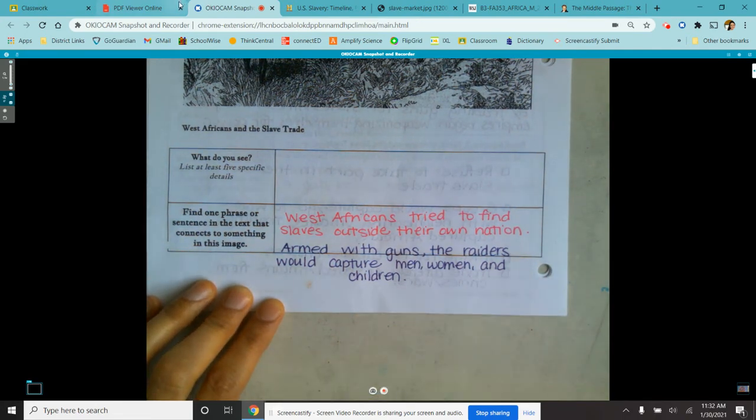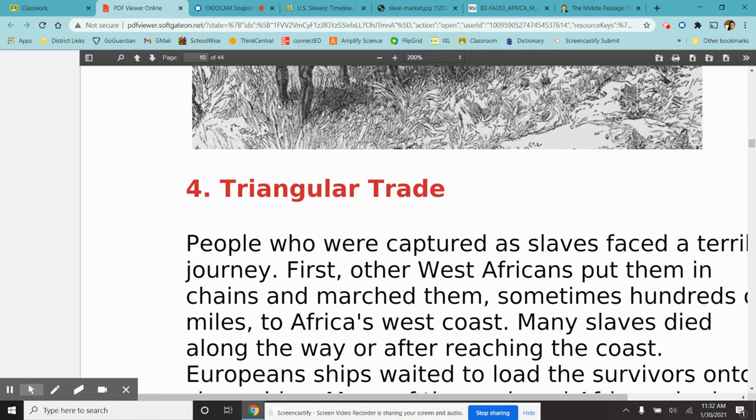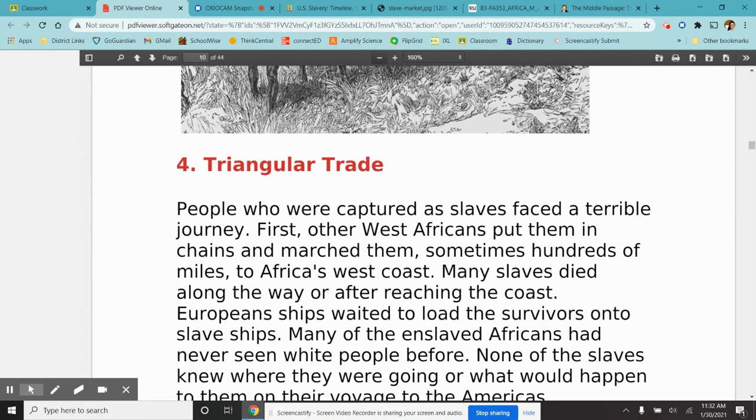All right, let's go to the next section of our reading, which is on the triangular trade. I'll do the reading and then we'll go over the pictures and the questions from the text. So, the triangular trade. People who were captured as slaves faced a terrible journey. First, other West Africans put them in chains and marched them sometimes hundreds of miles to West Africa's west coast. Many slaves died along the way. After reaching the coast, European ships waited to load survivors onto slave ships.